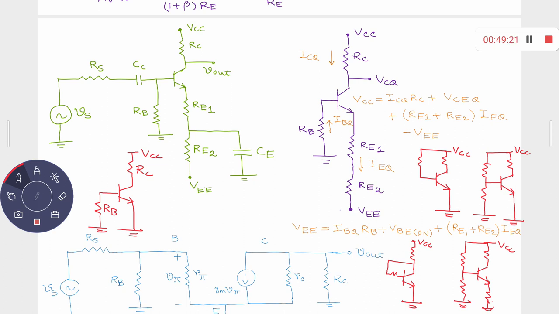Isn't it? Suppose I would like to establish non-zero base current, non-zero collector current. Is it possible using this circuit? Suppose I am not bothered about the signal source itself. I'd like to establish some non-zero base current. For each of these four cases, you have some non-zero base current.